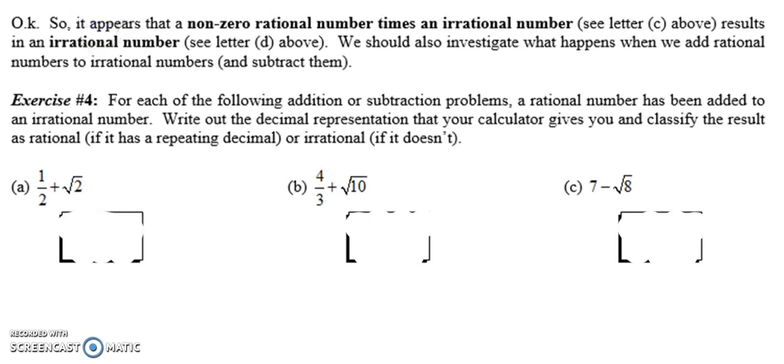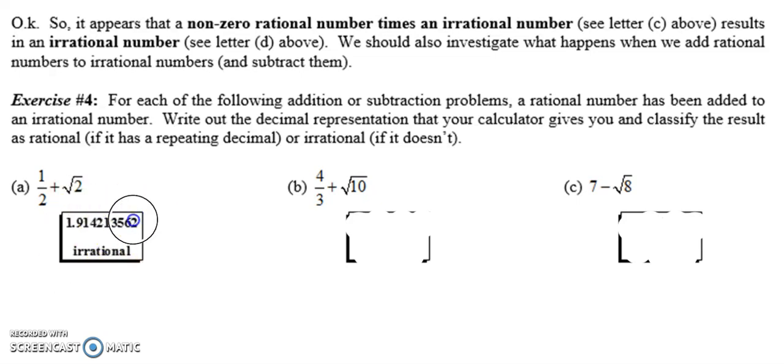All right, so it appears that non-zero rational numbers times an irrational number result in an irrational number. We would also investigate what happens when we add rational numbers. So, for each of the following addition or subtraction problems, a rational number has been added to an irrational number. Write out the decimal representation that your calculator gives you and classify it as rational or irrational. So do the math here in your calculator. Write out the decimals and tell us if it's rational or irrational for each of these. So do that now, please.